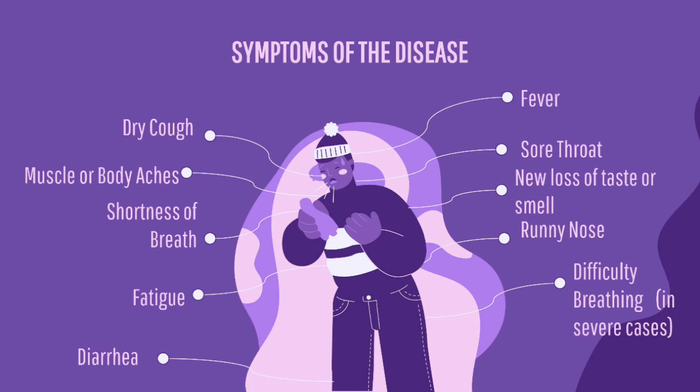People with COVID-19 have a wide range of symptoms reported, ranging from mild symptoms to severe illness. Symptoms may appear 2 to 14 days after exposure to the virus. People with these symptoms may have COVID-19: dry cough, fever, muscle or body aches, sore throat, shortness of breath, new loss of taste or smell, fatigue, runny nose, diarrhea, and difficulty breathing in severe cases.